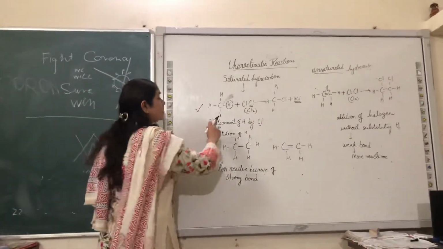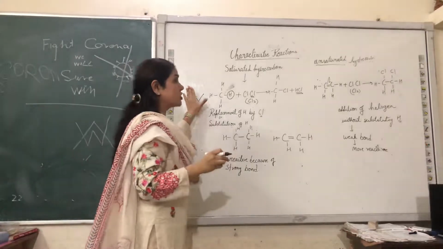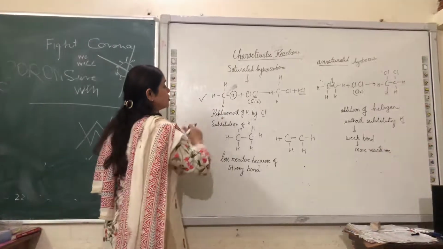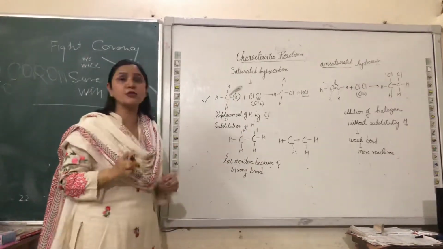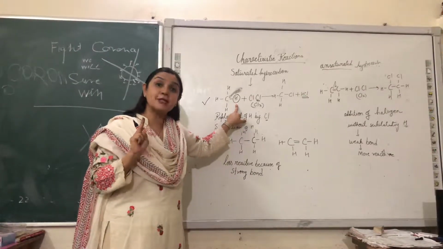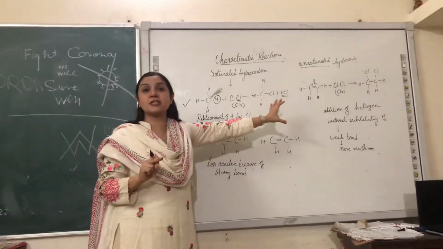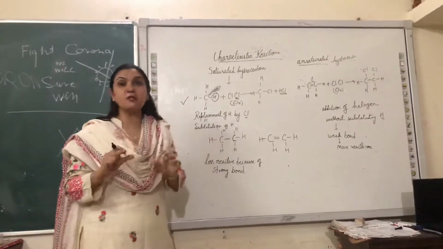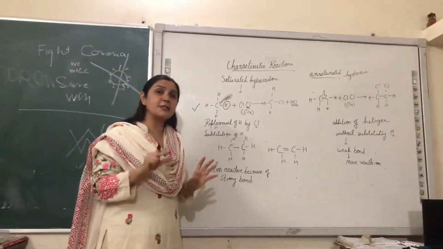Now, without the replacement of this hydrogen by the Cl, this reaction is not possible. Why is this reaction not possible? Because all four valencies are there. You cannot add chlorine like this, because all four valencies are satisfied by hydrogen only. So first of all, you will have to substitute this hydrogen by this Cl. Then only this reaction is possible. That's why these reactions are called substitution reactions.